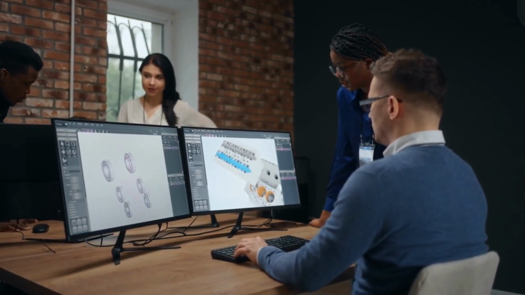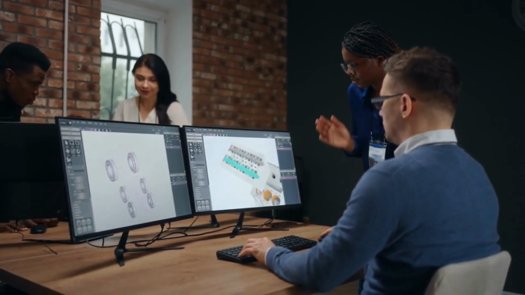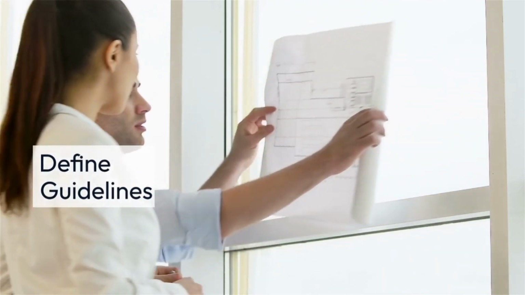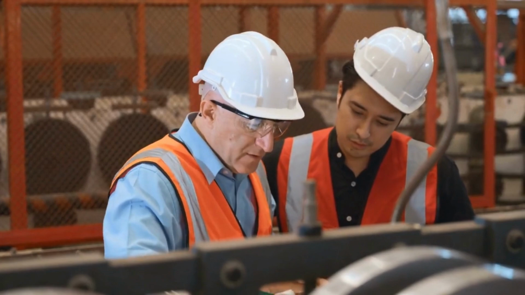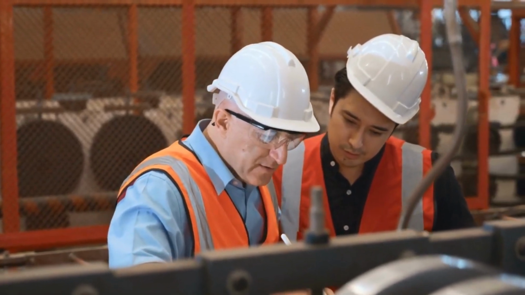Establish BIM standards and protocols. Define guidelines for modeling, data exchange, naming conventions, and collaborative processes. Consistency is vital. Choose the right BIM tools.